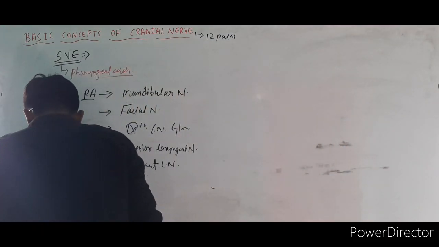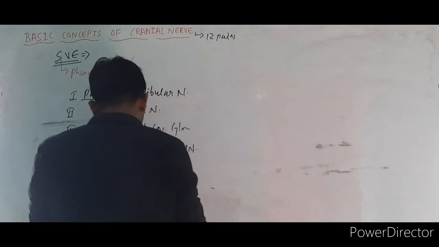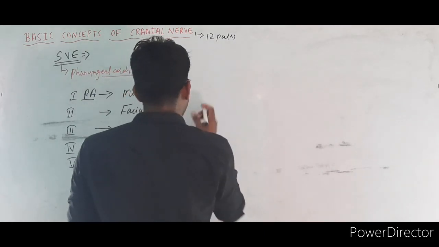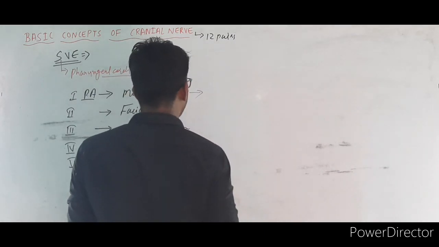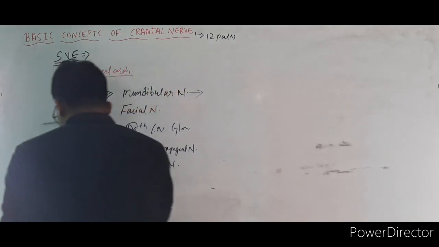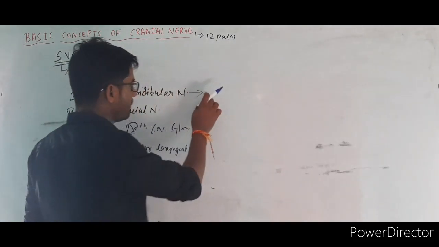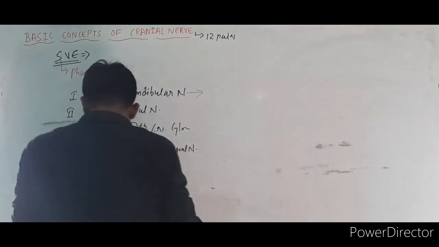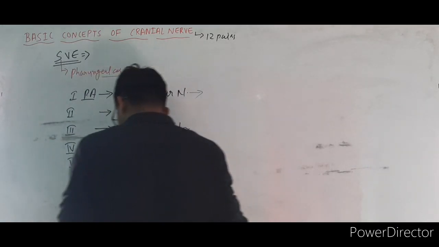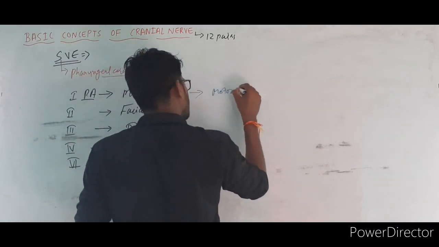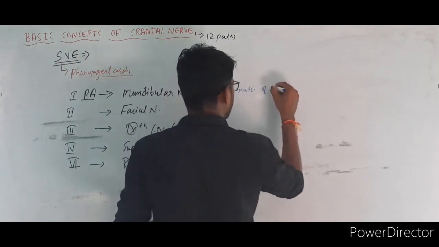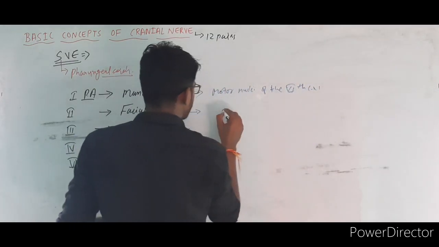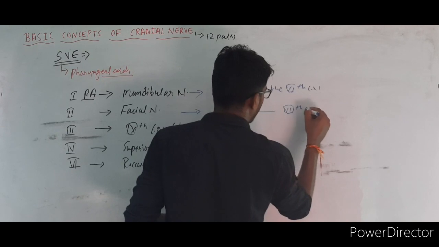Now, I want to write here something, the nuclei, right? So which nuclei should I write here? See, the mandibular nerve is a branch of the trigeminal nerve. So can I write that this is the motor nucleus of the trigeminal nerve? Facial nerve, this is also the motor nucleus of the seventh cranial nerve.